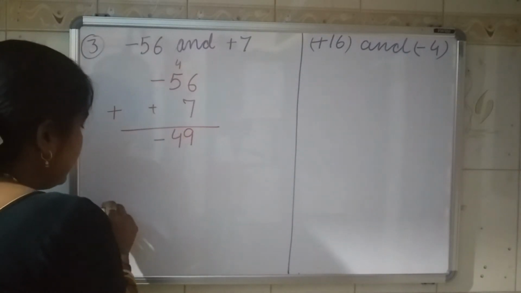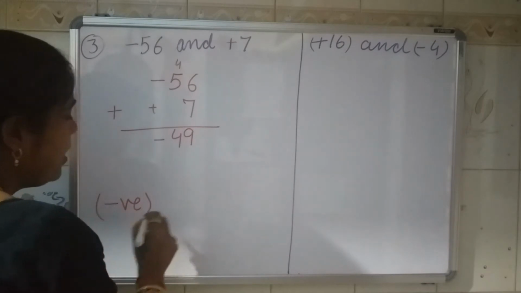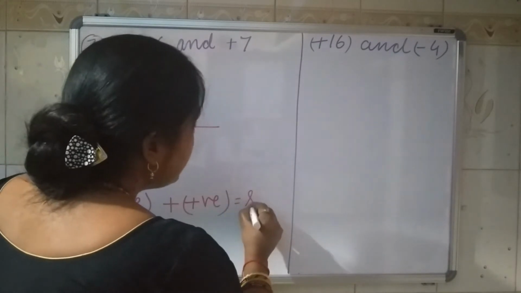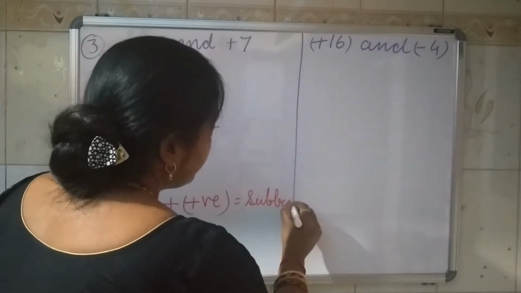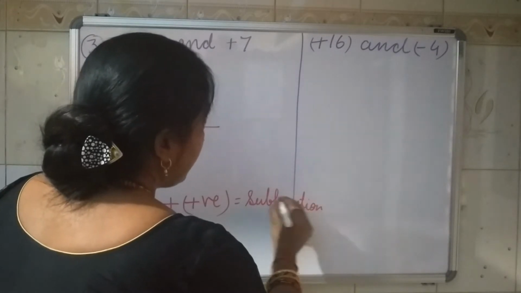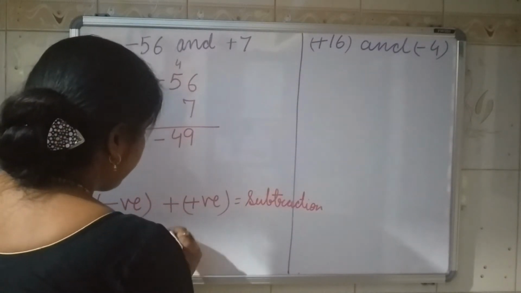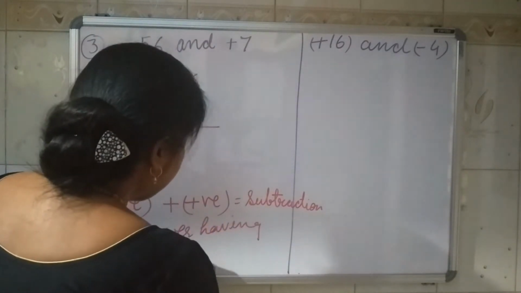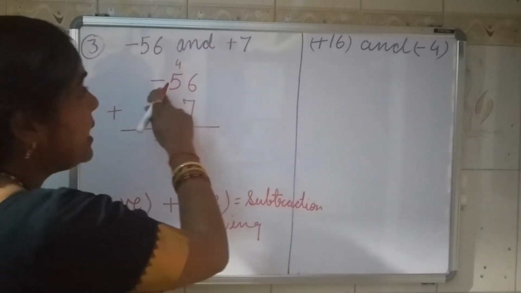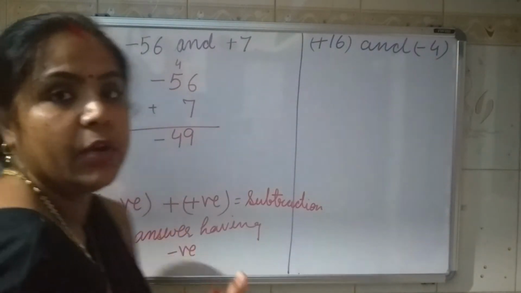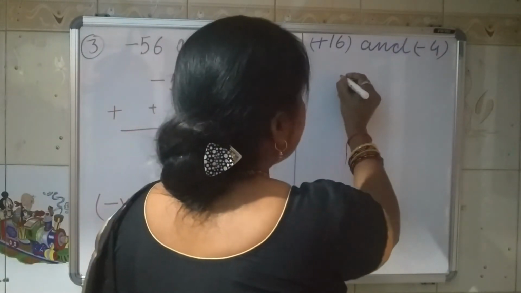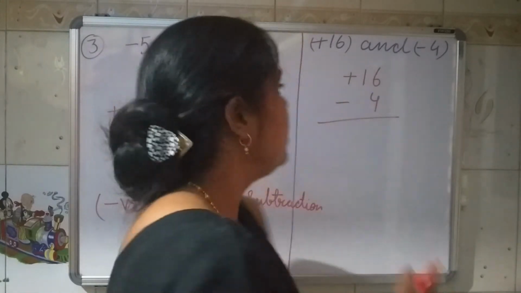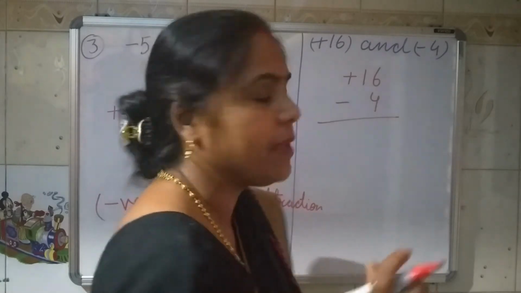So we can conclude that if one number is negative and another number is positive, in this case we have to do the subtraction, and the answer has a negative sign because the greater number has the negative sign. Clear to you? Now come to this one. The second question is plus 16 and minus 4. Same thing here. One is positive, the second one is negative, so we have to do the subtraction.